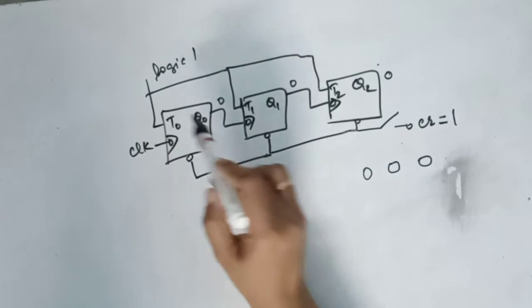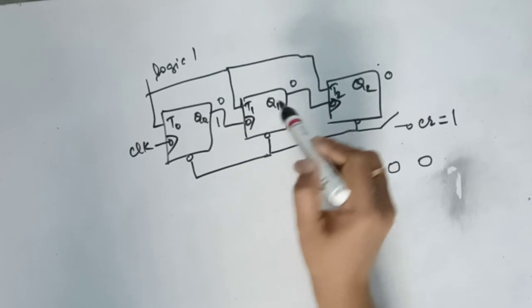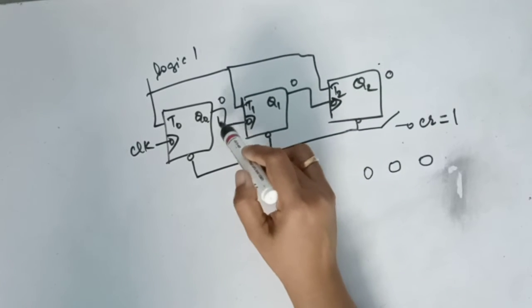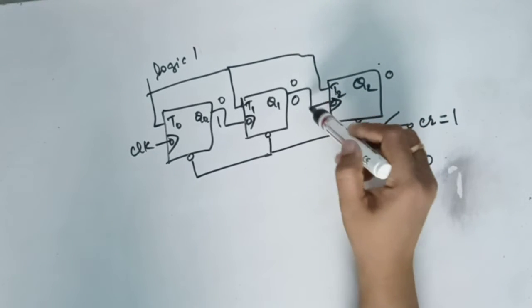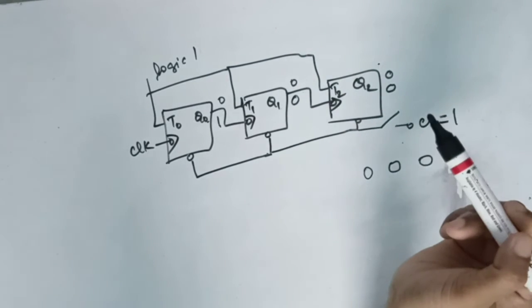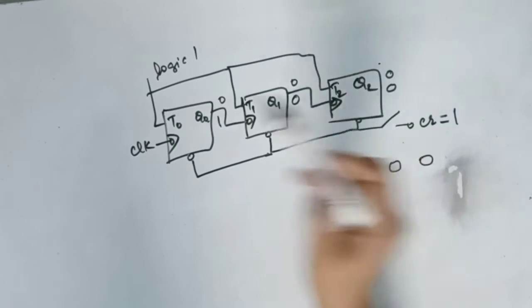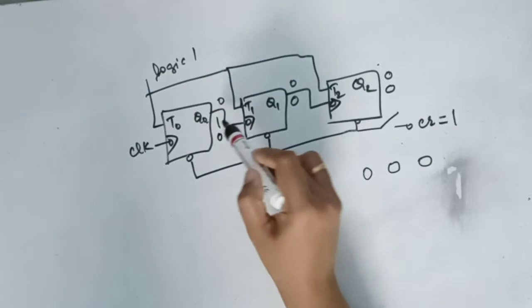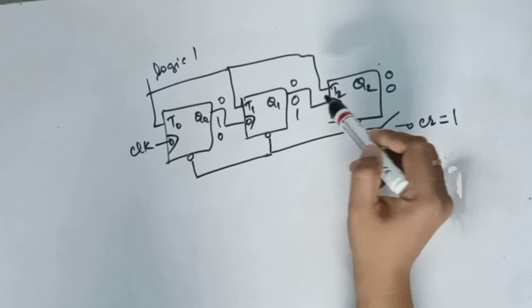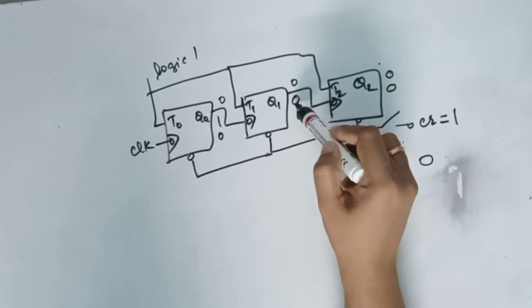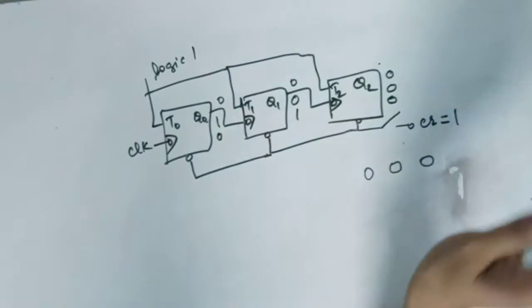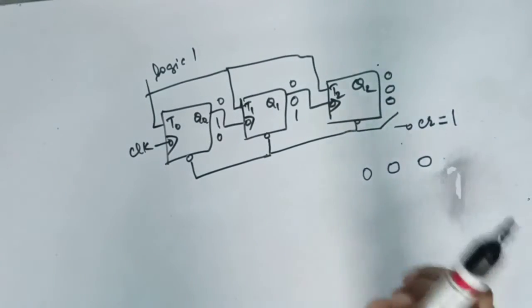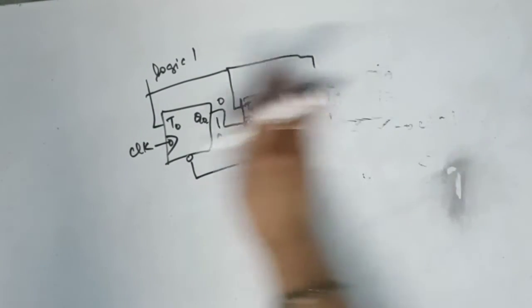At t equal to 1, Q0 becomes 1. So 0 to 1, no change in the next one. This is 0. 0 to 0, no change. This is 0. Another clock comes. 1 to 0, so this changes. 0 to 1, no change. Likewise, that will continue.